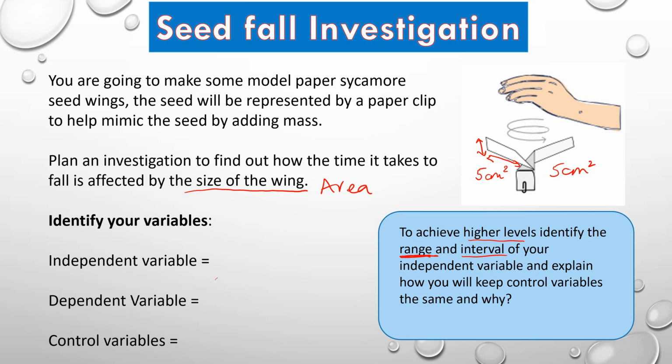So you're going to drop the seed, you're going to measure the time it takes to fall. The same paperclip has to be used as well, because if we change our paperclip partway through, it might have a different mass.